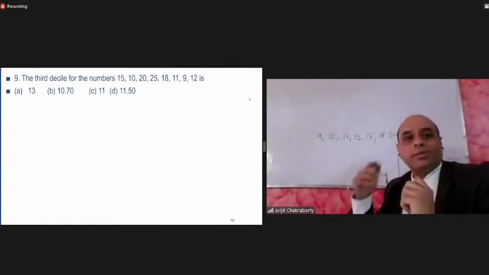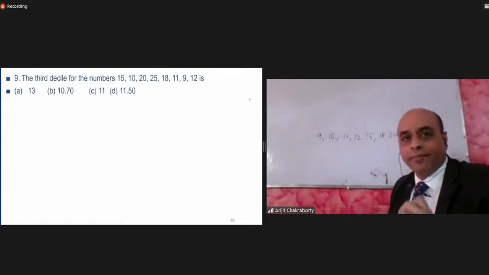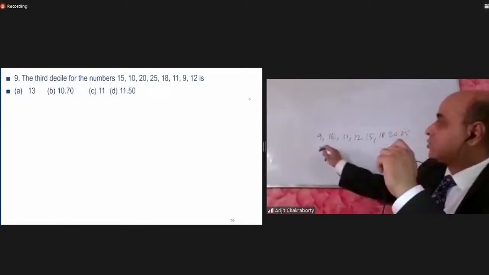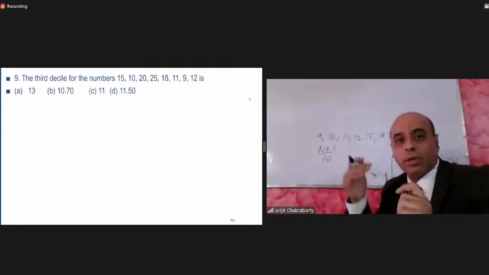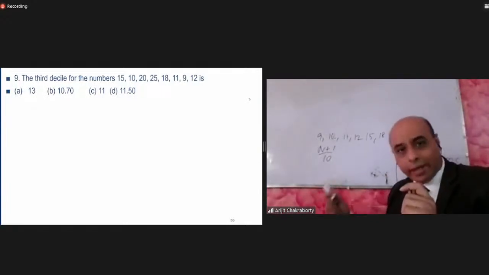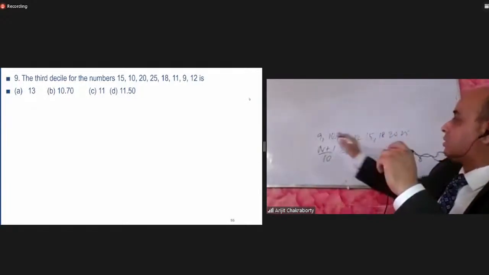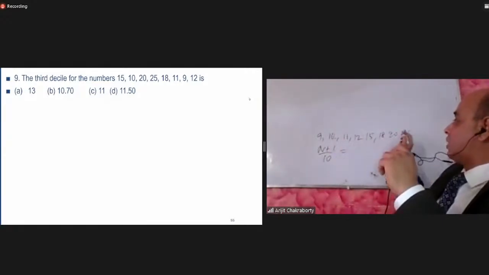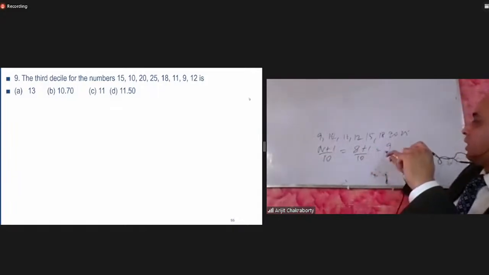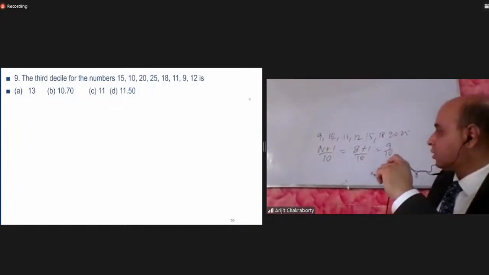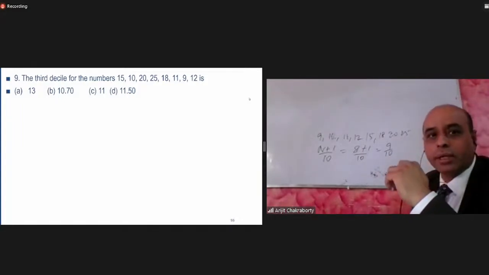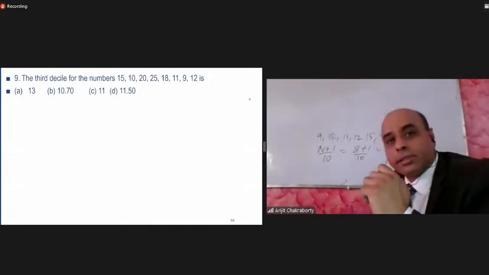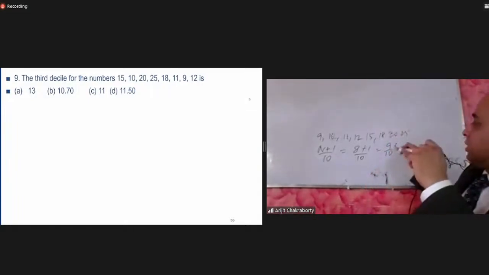For finding out decile, decile means 1 by 10 because there can be 10 deciles. So it will be n plus 1 by 10. In case of quartile, it was n plus 1 by 4. Here it is n plus 1 by 10. N is 8, so it is 8 plus 1 by 10, that is 9 by 10. But they have asked for the third decile. Third decile means 9 by 10 into 3.